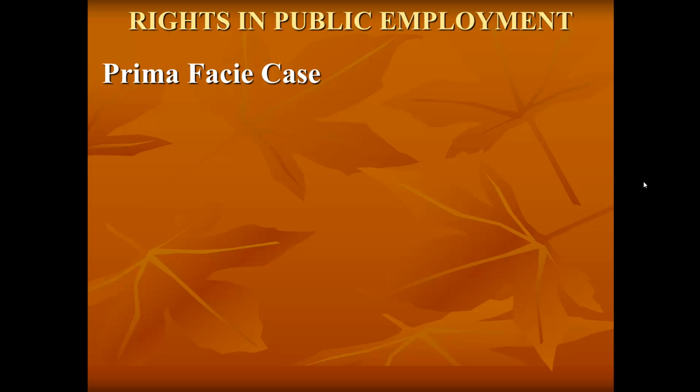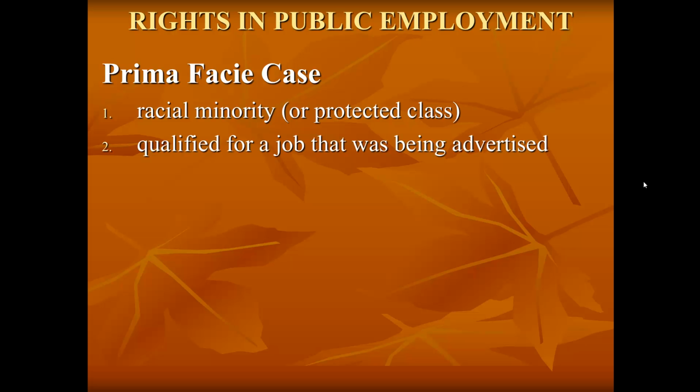Now, a prima facie case means that there is enough evidence to present a case and go to court. The things that must be in place for a case to be considered a prima facie case are: the person has to be a racial minority or protected class, so it could be a woman, somebody who's disabled. The person must be qualified for the job that was being advertised. The person must be rejected even though they qualified for the position.